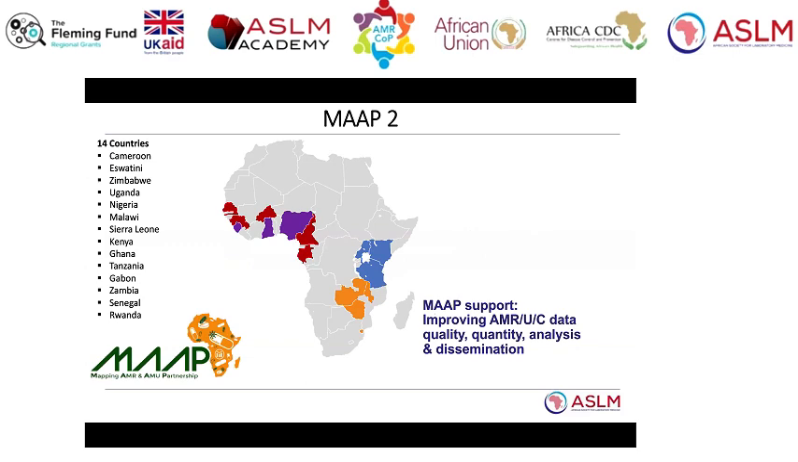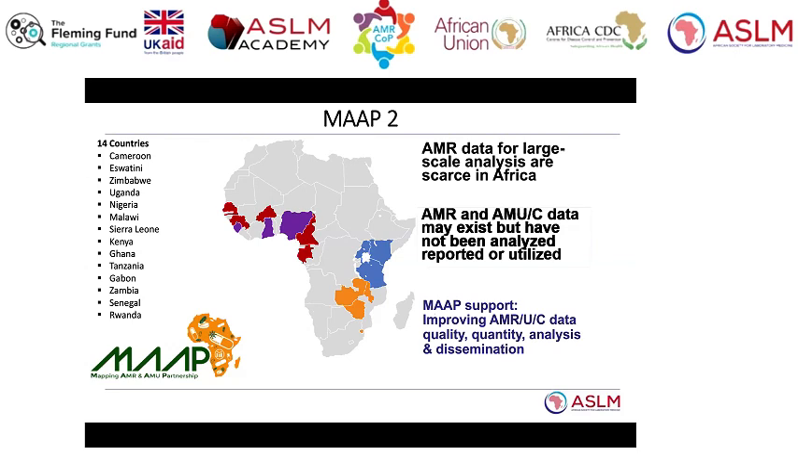So I've mentioned MAP, which is the Mapping Antimicrobial Resistance and Use Partnership Project. So now in phase 2, the project is supporting 14 African countries. Those are listed on the left. And the main support is to improve AMR, AMU and AMC data quality, quantity, and analysis and dissemination for use.